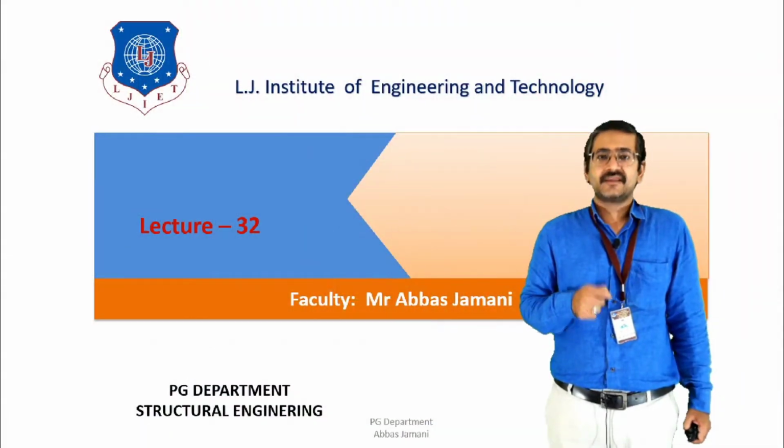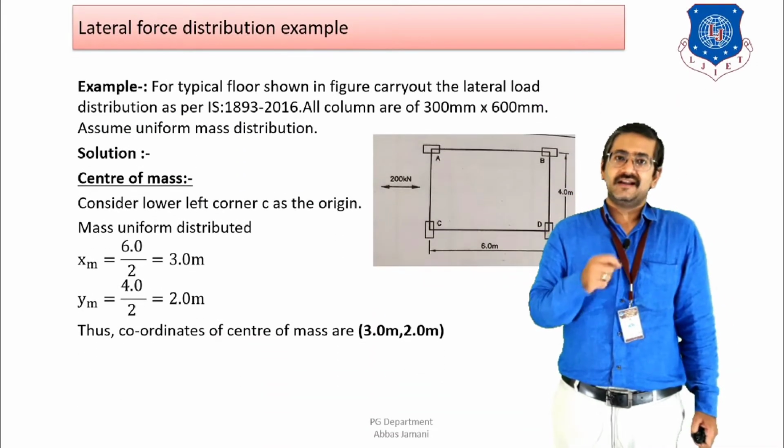Now as you know, we have started seeing a couple of examples regarding this subject of earthquake resistant design of structures. In the previous lecture, we saw the example for calculation of center of mass and center of stiffness. In today's session, we are going to take up one more similar example, where we try to understand the calculation of lateral forces, or the distribution of lateral forces in a structural system, based on the clauses of IS 1893 2016. So let us start today's session, where we will take up one example for lateral force distribution.